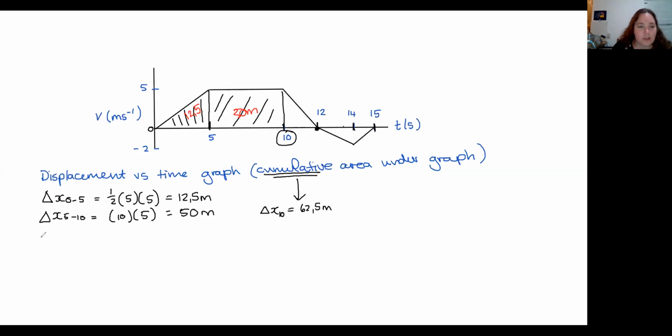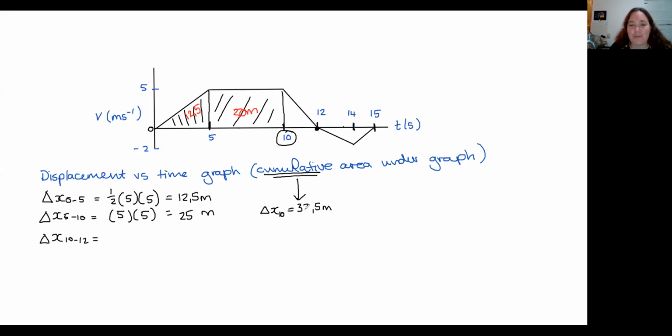Okay, continuing on, my displacement from 10 to 12. Yes? Sorry, ma'am, is the base of the rectangle not 5? So it would be 5 times 5. Thank you. Perfect. Long day. Yes, please correct me on these things. I know I make mistakes, even when I'm wide awake, but late at night more so than usual. Thank you so much. So 12.5 plus 25 gives me 37.5.